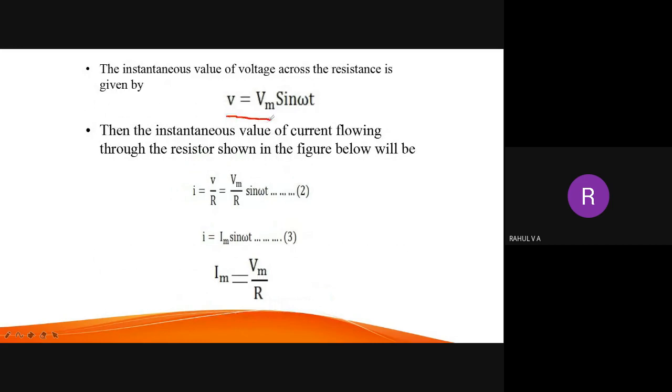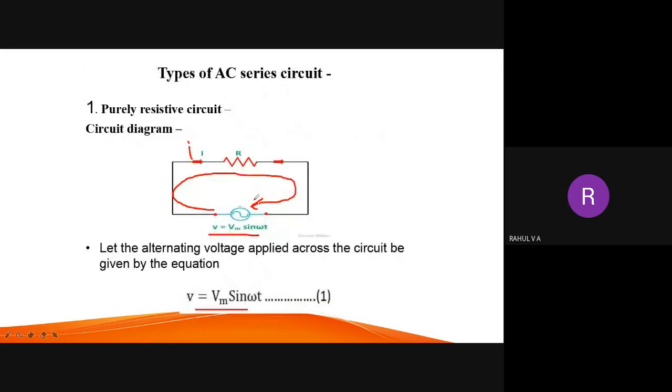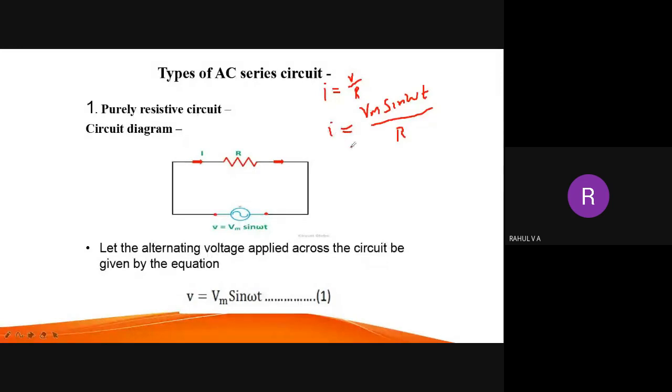So it is written here. And now what about the current? So what will be the current through this circuit? We know that the current is voltage divided by resistance. So voltage is actually Vm sin omega t. There is an AC voltage we are applying. And divided by resistance is the current. So further I can simplify because I am writing like this.